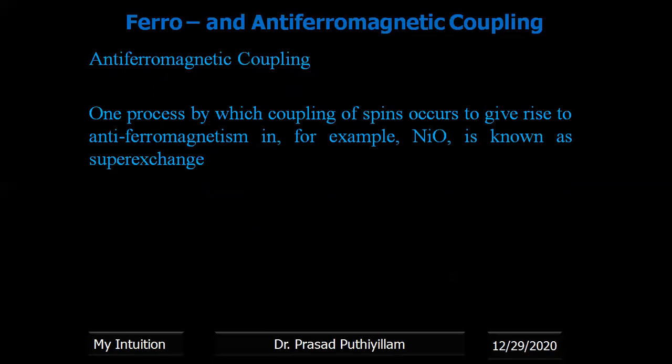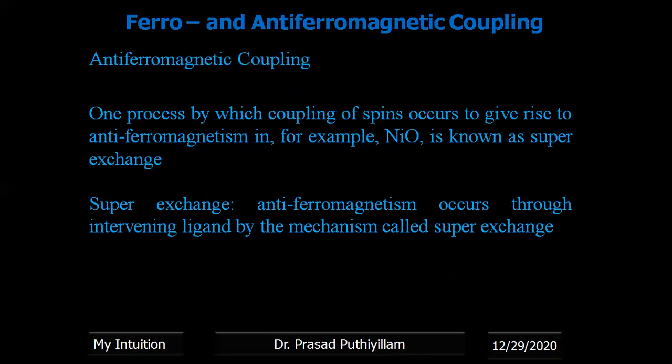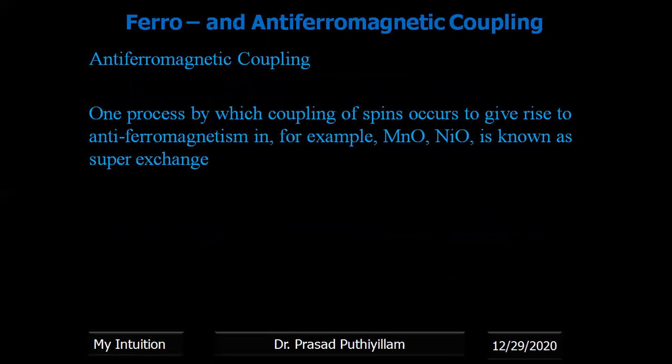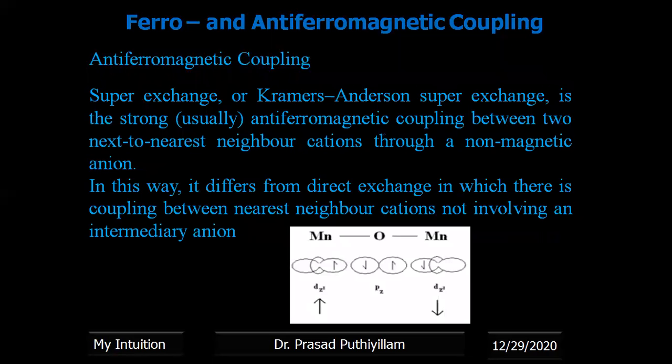The process by which the coupling of spins occurs and gives rise to antiferromagnetism, for example in case of NiO or MnO, can be explained as super exchange. So super exchange is antiferromagnetism occurring through an intervening ligand. I took the example of NiO here. With the presence of the ligand, some of the electrons present in the metal cation will be exchanged in such a way that it becomes antiferromagnetic type. So MnO and NiO are examples of such materials which show this antiferromagnetic coupling.